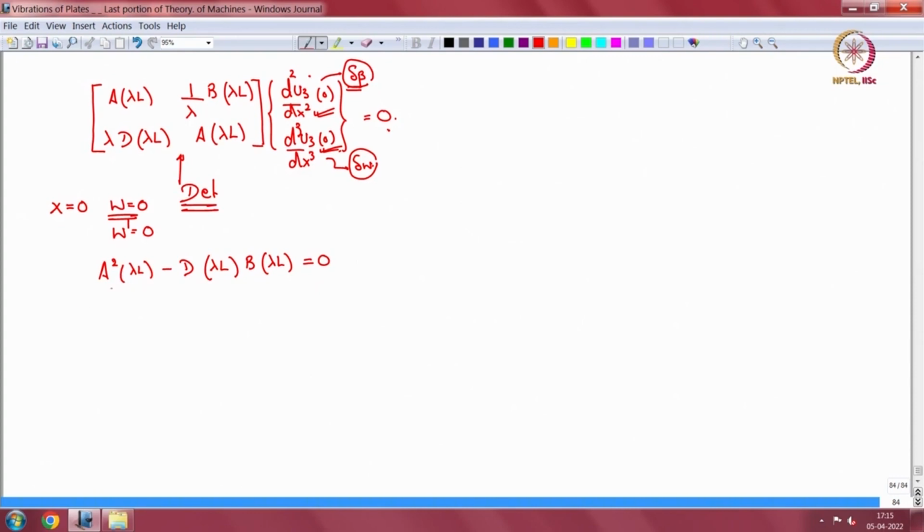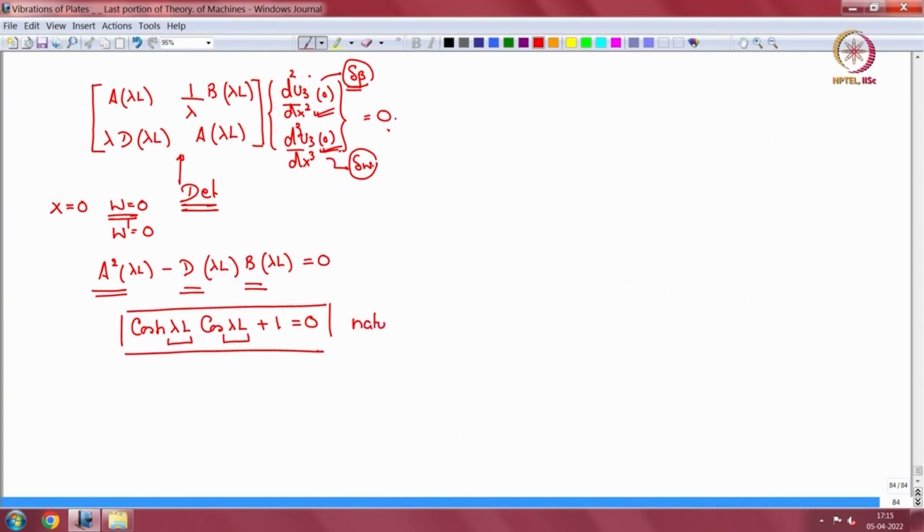So if we substitute the terms which we found earlier, a, b, c, d, whatever, this equation turns out to be cos hyperbolic lambda L cos lambda L plus 1 is equal to 0. Okay. So those lambda values which will take this equation to 0 are indicative of the natural frequencies. Natural frequencies. And if you remember the lambda parameter, we had found lambda fourth was equal to omega square rho dash by EI.